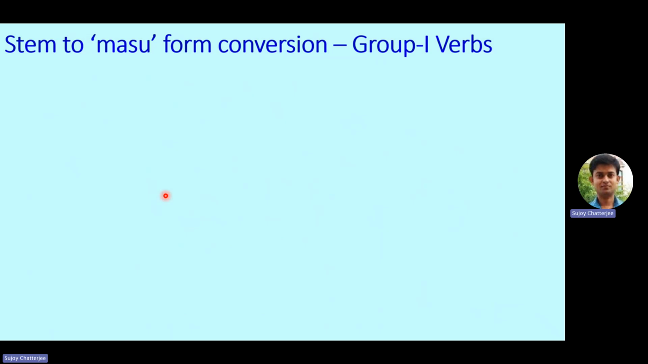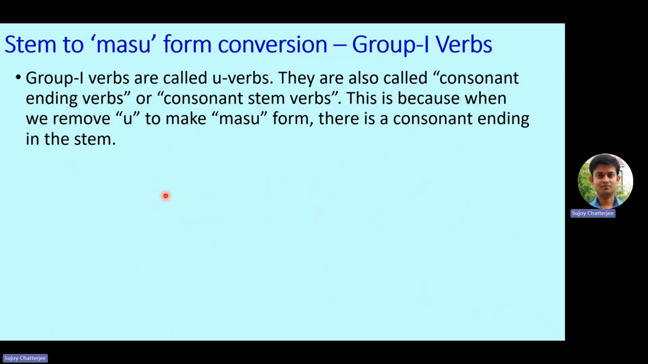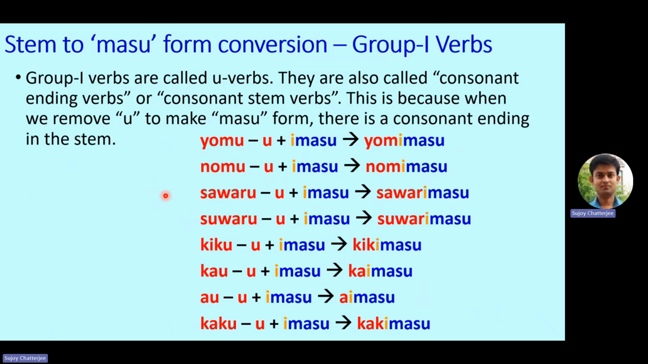Next is stem to mass form conversion for group 1 verbs. Now group 1 verbs are called u verbs because they end in u, and they are also called consonant ending verbs. So group 2 verbs are vowel ending verbs, and consonant verbs are the group 1 verbs. Why are they called consonant stem verbs? Because when we remove u to make the mass form, there is a consonant ending in the stem. For example, kau. Let's take the example of this.